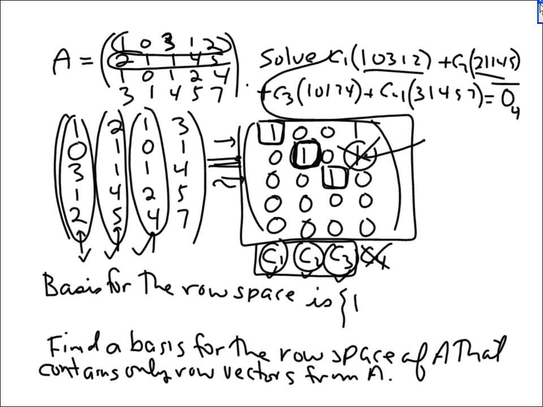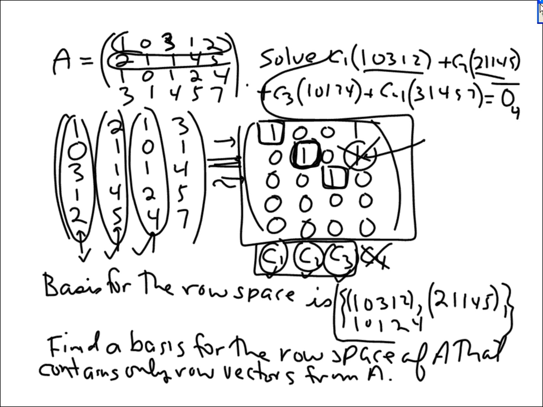Okay, so it's [1, 0, 3, 1, 2], [2, 1, 1, 4, 5], and [1, 0, 1, 2, 4]. These, oops, put brackets. These 3 vectors span the row space. And they're linearly independent.